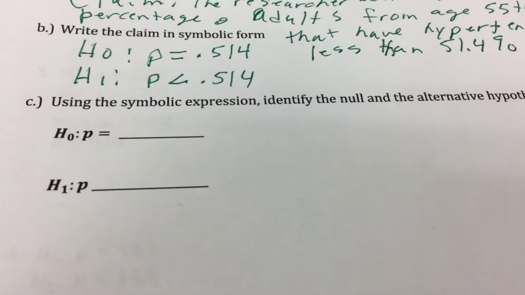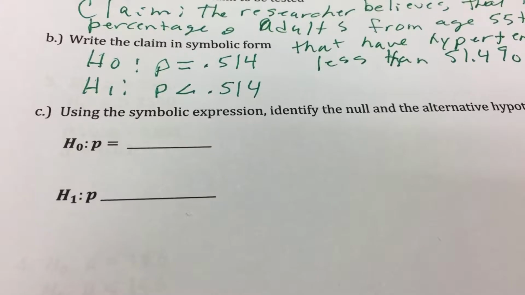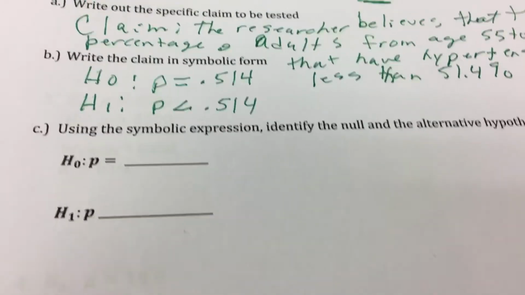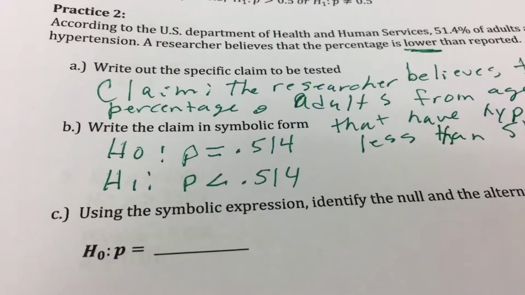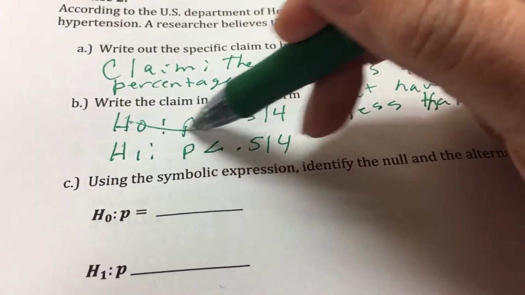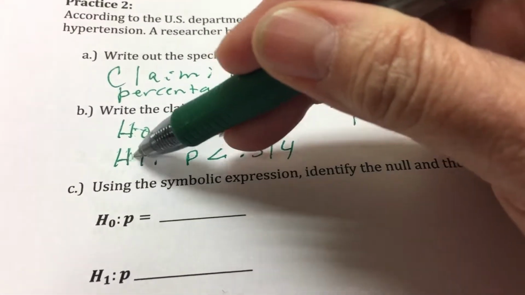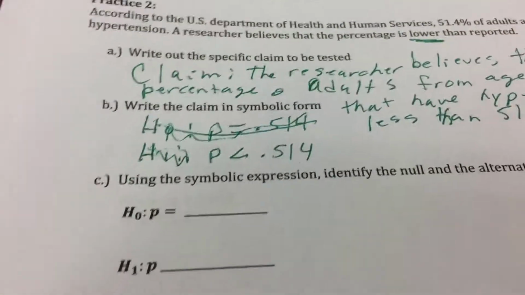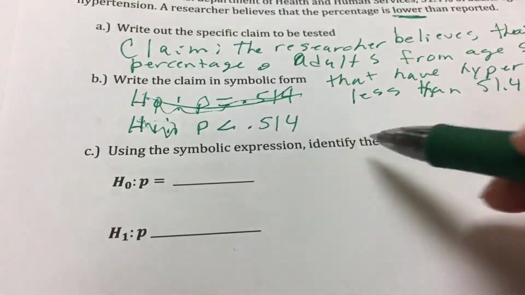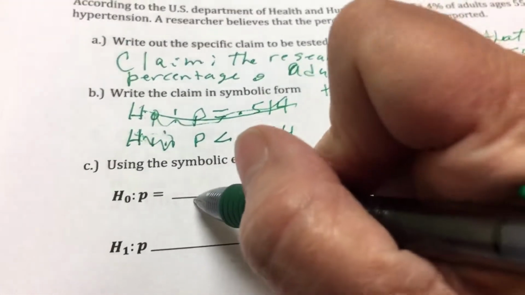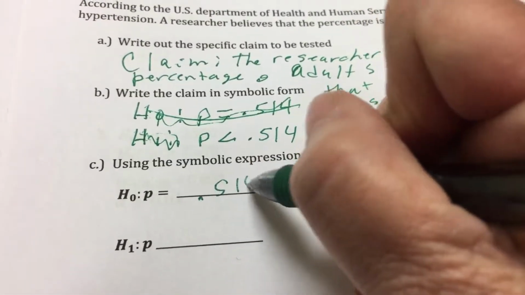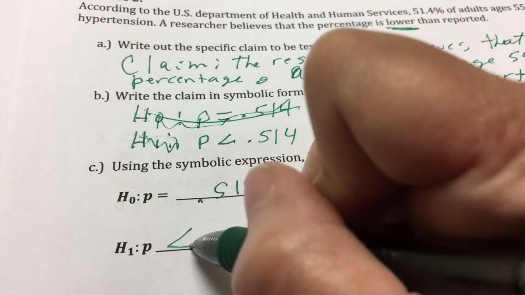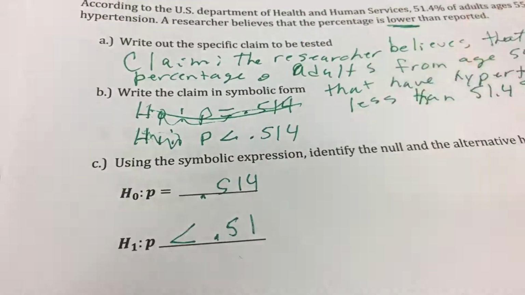And now it says using the expression. Well, I misread this. It says write the claim in symbol form. The claim was this right here. I didn't read what I was supposed to do. So there's your claim. Now we write out our statement. So this should be 0.514, and this one would be less than 0.514.